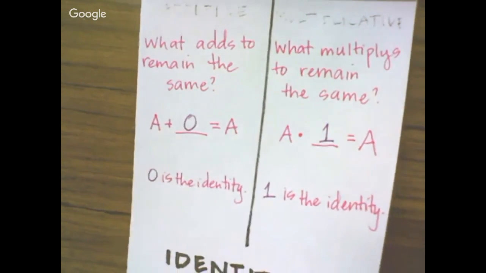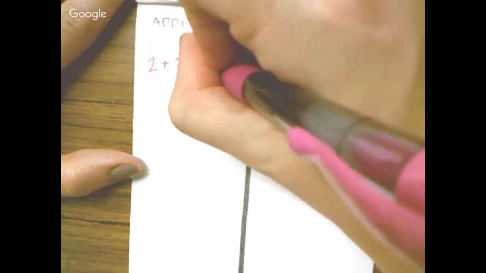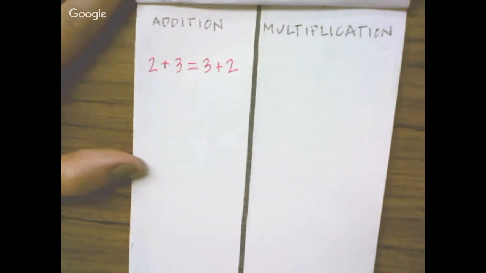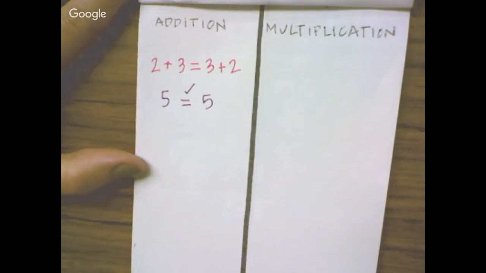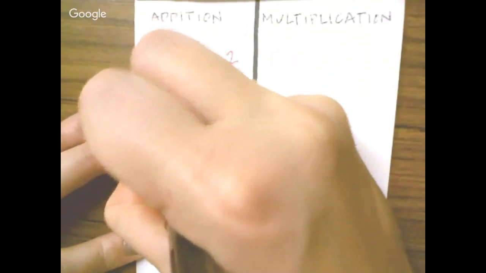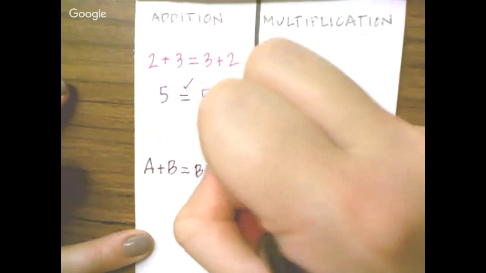Now we're going to talk about the commutative. So commutative is where order doesn't matter. In addition, this is saying that 2 plus 3, well, that's the same thing as 3 plus 2. Or if I solve it out, it's just 5 is equal to 5. And that's true. Algebraically, we would say A plus B is equal to B plus A.